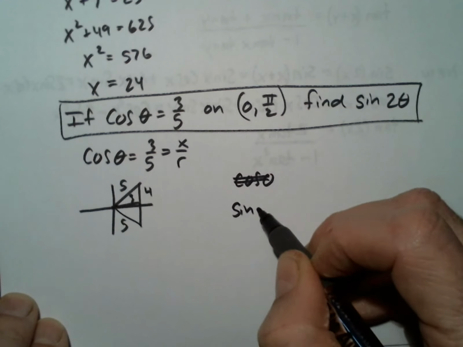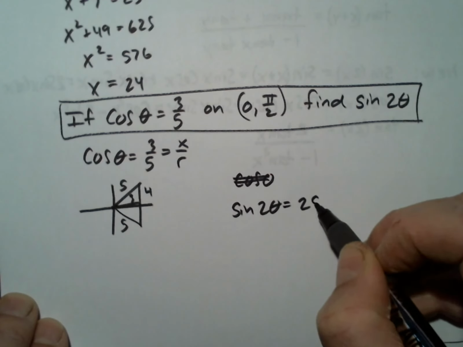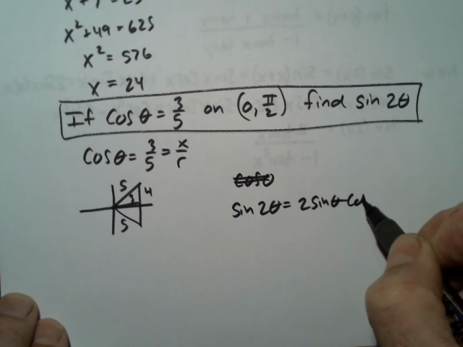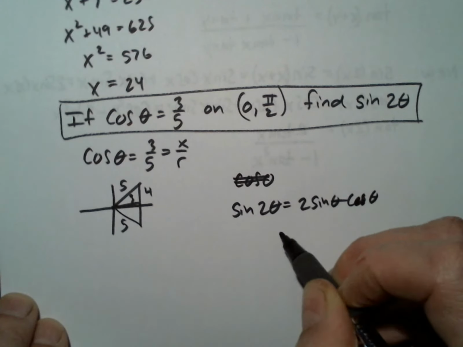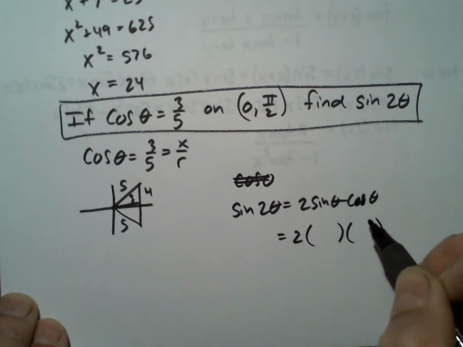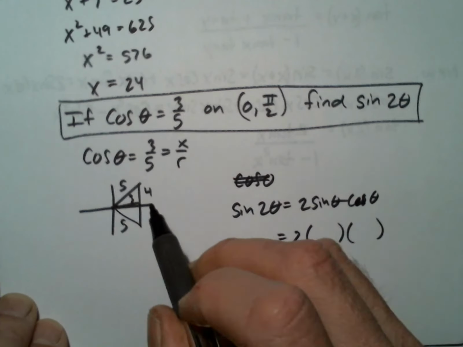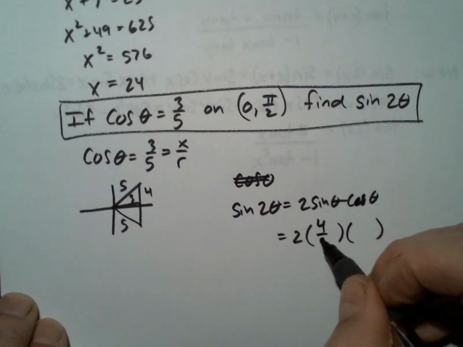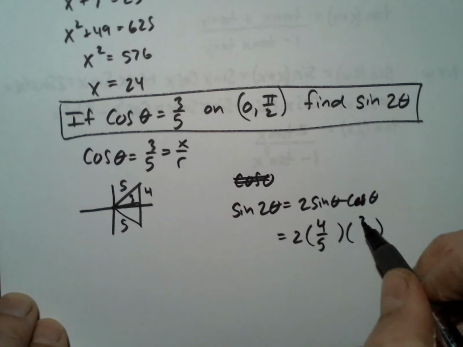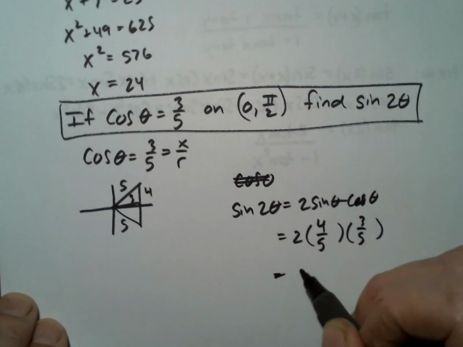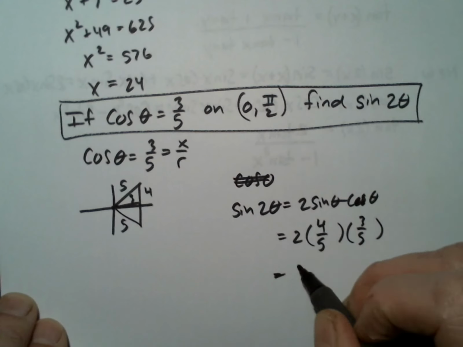So we have sine 2 theta is 2 sine cosine. Sine is going to be 4 over 5, cosine is 3 over 5, and we get 24 over 25.